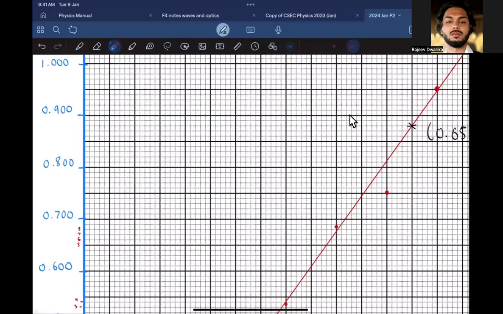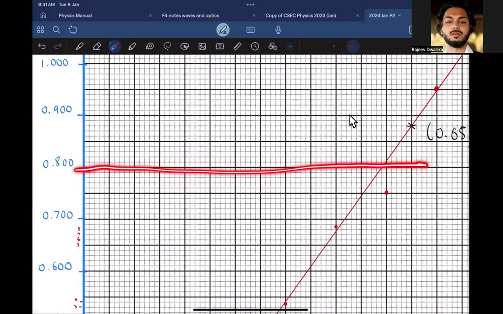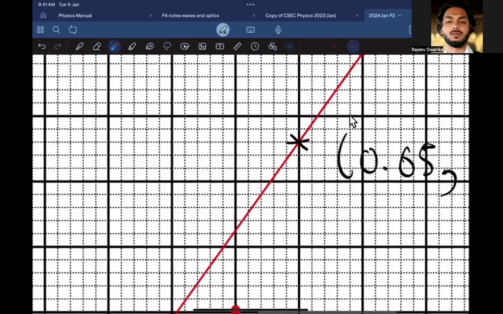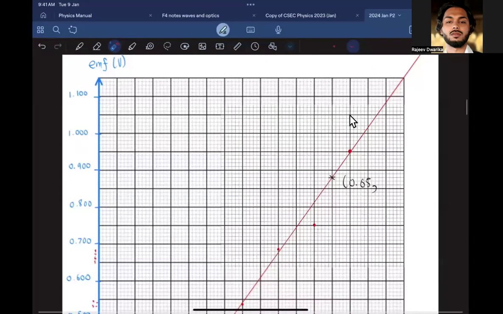Somebody tell me fast. If this is 0.8, this would be 0.850, right? And from 0.850, how many small blocks are we going up? 1, 2, 3. It's 3. Watch, 1, 2, 3. And so that'll be 0.880.